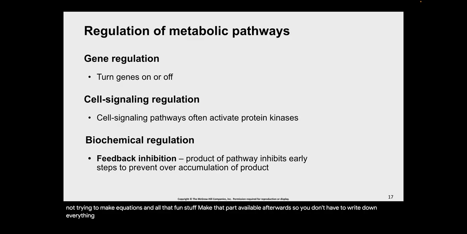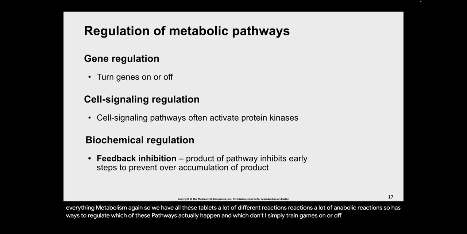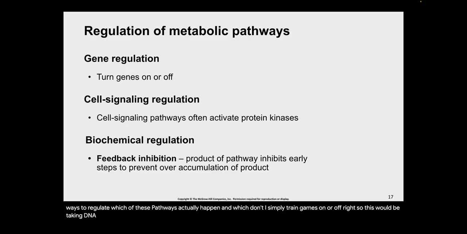So let's go on to metabolism again. We have all of these pathways, a lot of different redox reactions, a lot of anabolic, a lot of catabolic reactions. The cell has ways to regulate which of these pathways actually happen and which don't. One way is by simply turning genes on or off. This would be taking DNA, transcribing it, translating it to a protein. And the cell can control whether or not a portion of that DNA is actually turned into a protein. We'll get more into the nitty-gritty details of that in, I believe, the next unit.